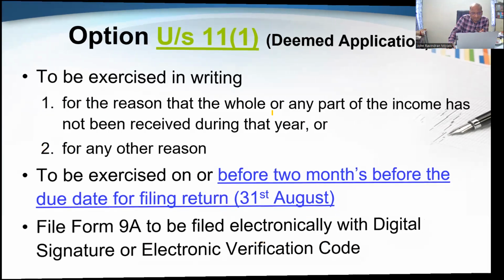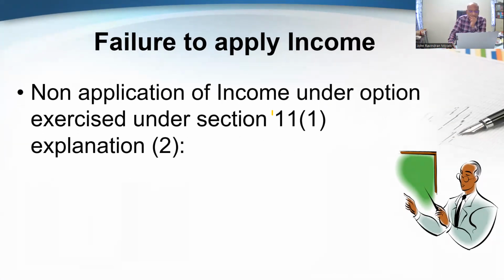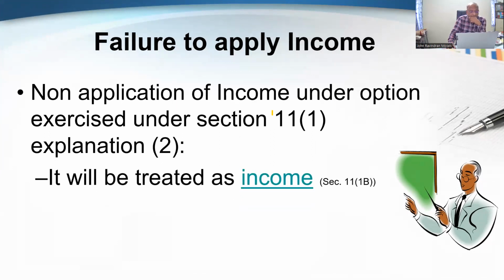The option seems simple. What happens if I don't apply? I'm saying I've exercised option under section 11(1), explanation 2, saying that so much of amount I'm earmarking for, I'm filing this option because I have not received the income, or I've received income for the next financial year. And what happens is that next year, so much of amount that I said as a deemed application, I will have to apply that, spend that money. I cannot claim this as additional application, no.